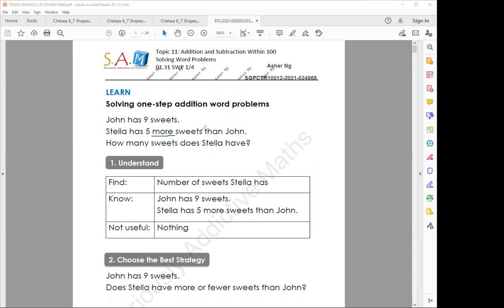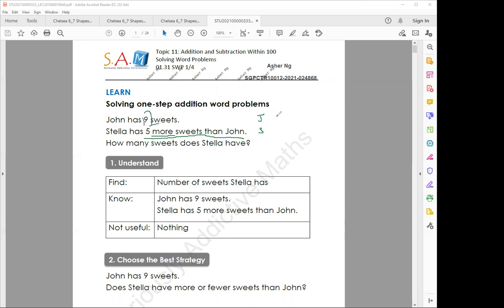So if you look at this question: John has 9 sweets, Stella has 5 more sweets than John. What that means is they need to draw two bars, one for John and one for Stella. And the way that we get them to draw the model is we do it step by step, sentence by sentence. So always draw the first sentence first. Usually there's a number there.